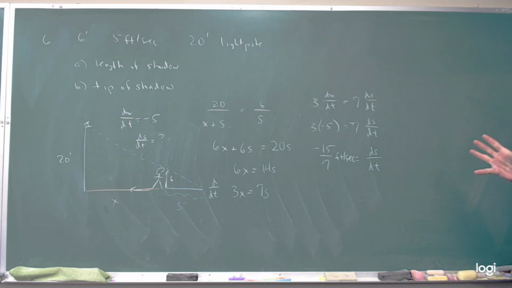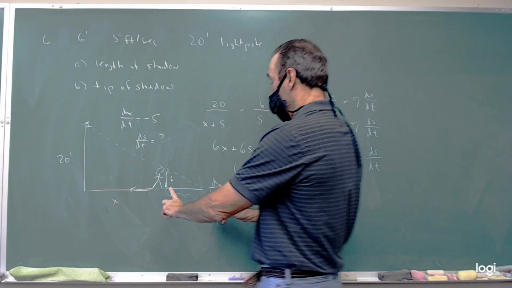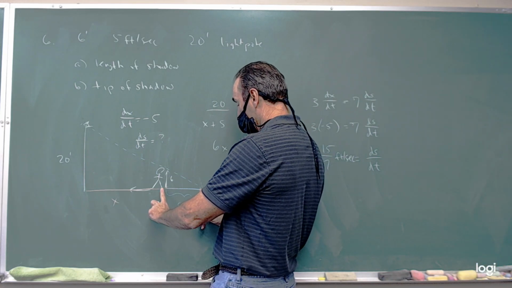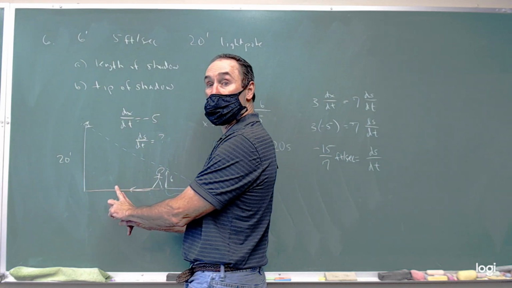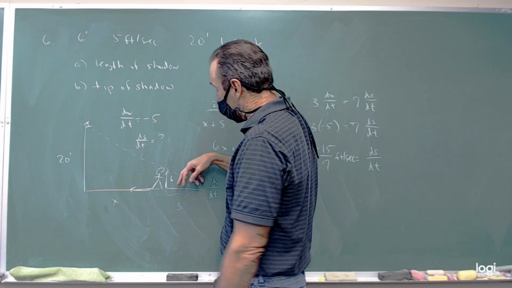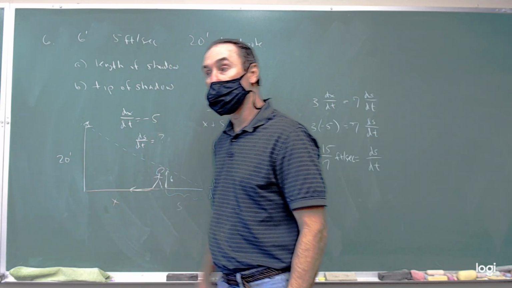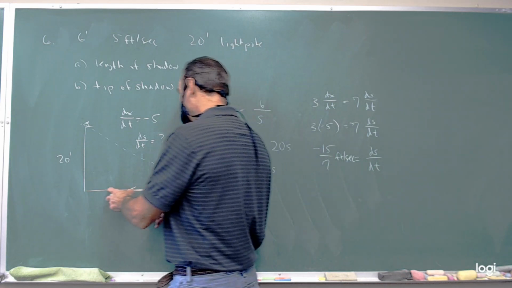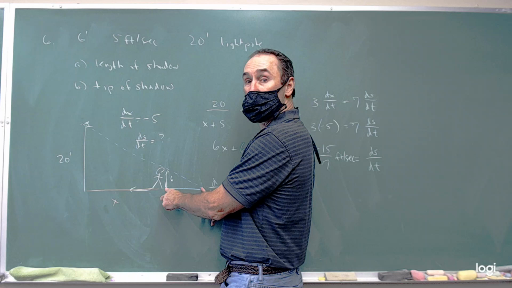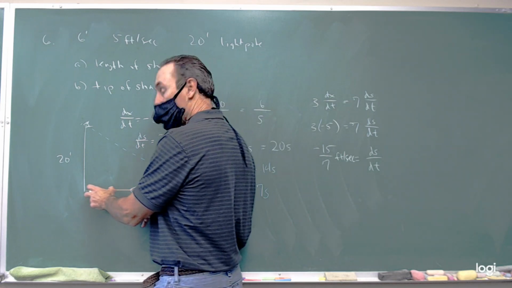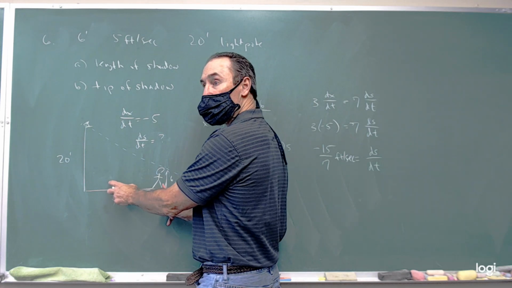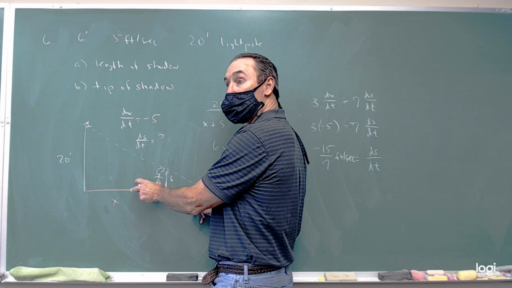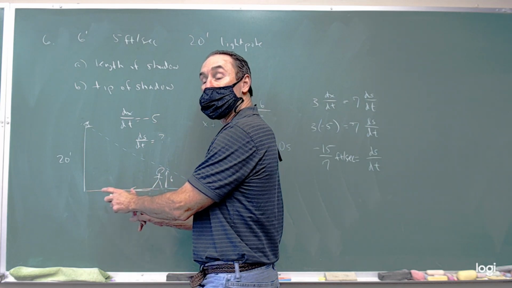So now, once we've figured this out, hopefully it makes part B make a little more sense. So right now, we're saying that as that person walks, the shadow is shrinking at -15/7 feet per second. Now, at the same time, this person is moving towards the light pole. So as he moves, even if the shadow was not changing size, the tip of the shadow would be moving as well. It's moving because the person is going closer to the light pole. It's also moving because the shadow itself is shrinking in length.